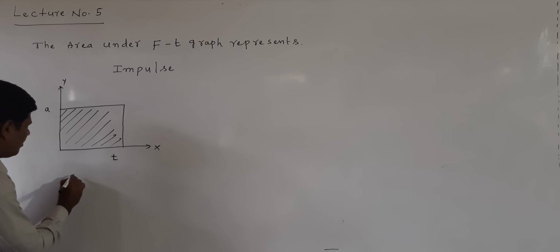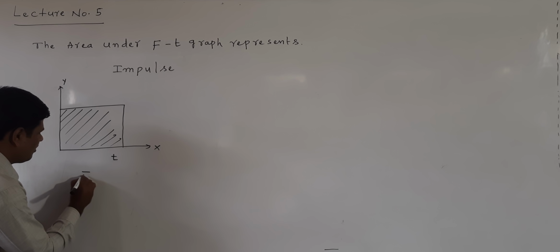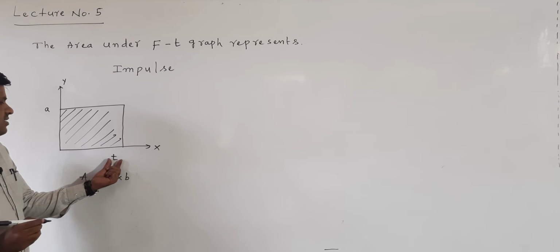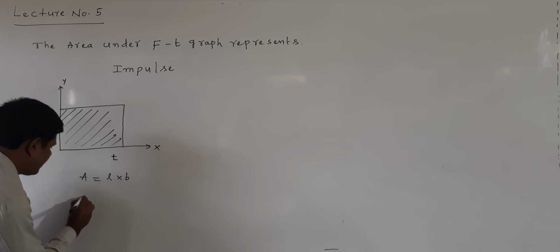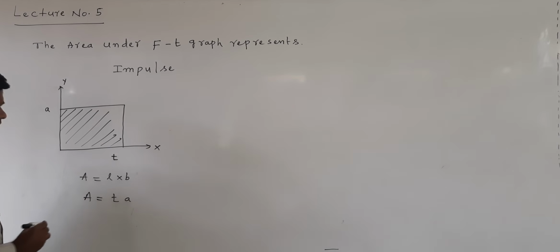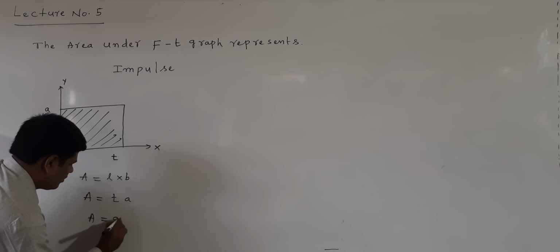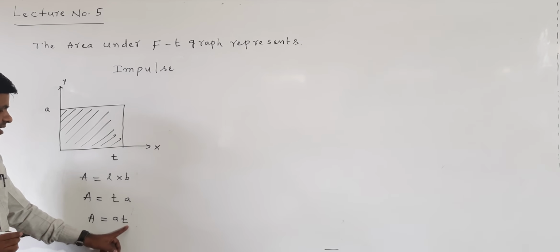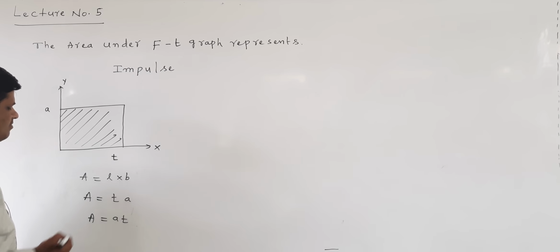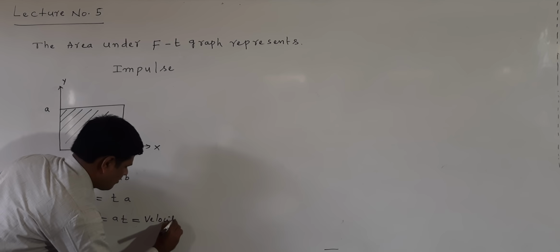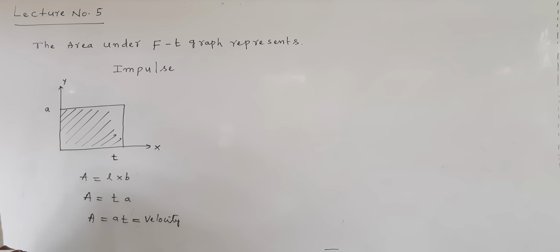Now the area is simply length into breadth. Length is along the x-axis, breadth along the y-axis. So area A is equal to t into a, or A is equal to a into t. Acceleration into time represents velocity, or change in velocity.